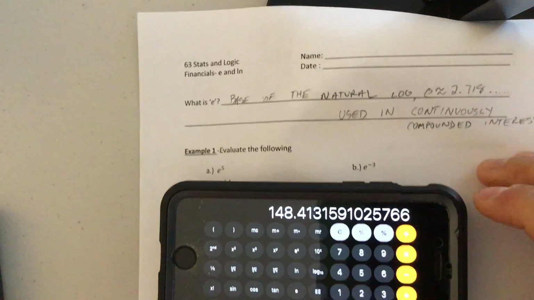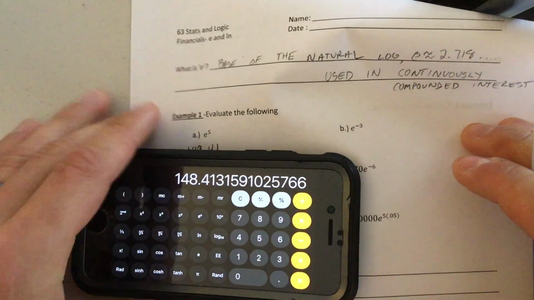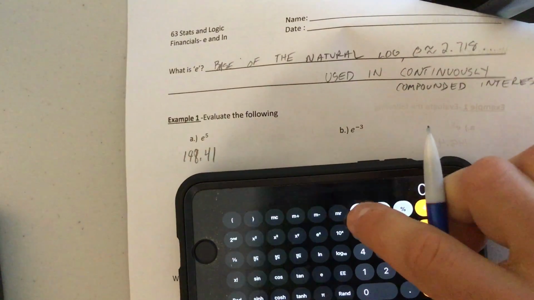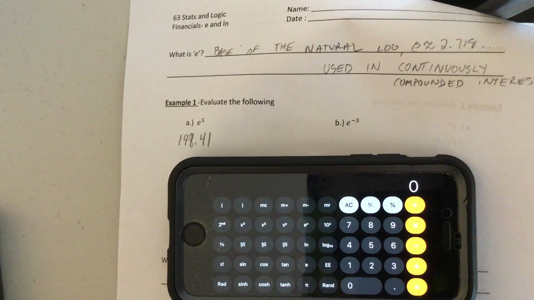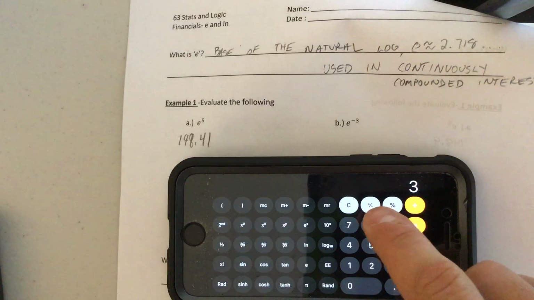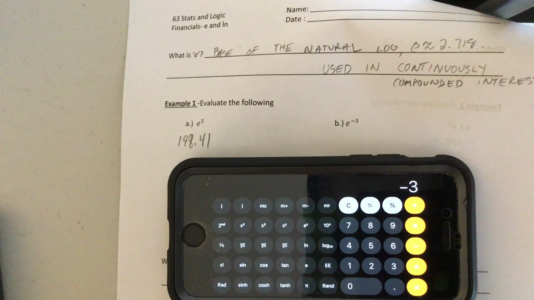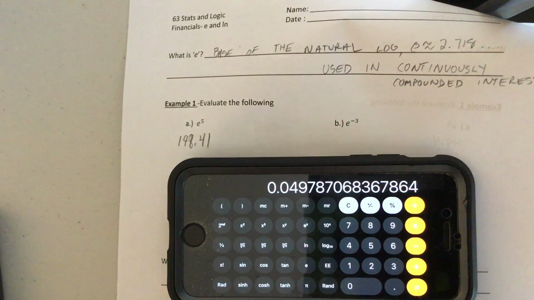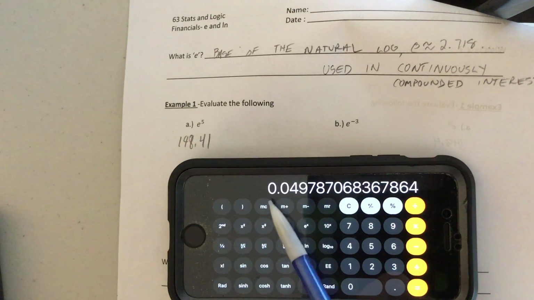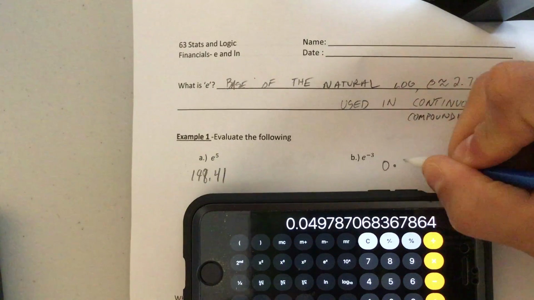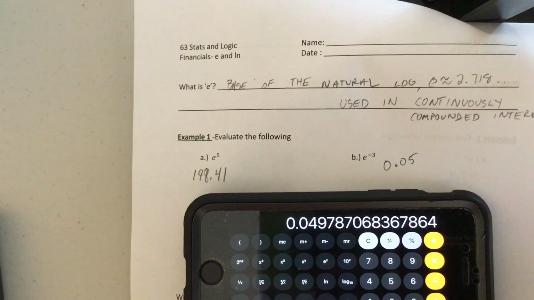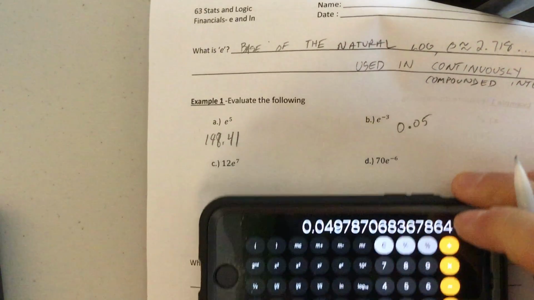Our next one, E to the negative third. So hit clear, and you know that it's all clear when it says AC, all clear. Our exponent was negative 3. You're saying, how do you bring up a negative, mister? Where it says plus minus, hit that. Negative 3, sweet. And then E to that power. That gives us approximately 0.05 for E to the negative third. But that's not all.